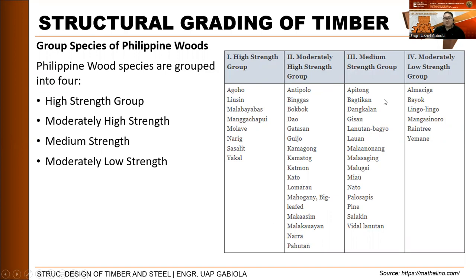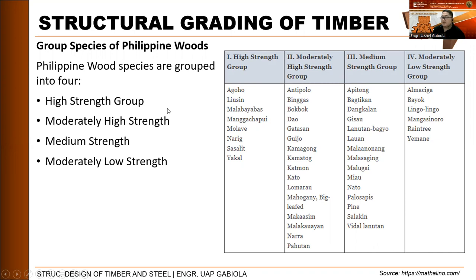Okay? For medium strength group, apitong is the one na medyo kilala, no? And lawan. And then, not sure dun sa iba, no? Pero apitong, lagi kong na-experience si apitong. Okay? Then for moderately low strength, wala akong nagamit pa dyan. Pero definitely, these are the structural wood species na available dito sa country natin.